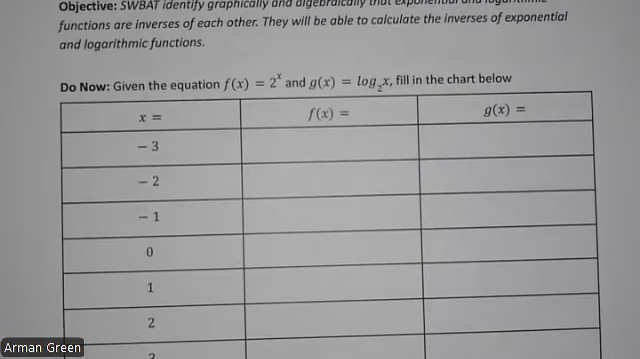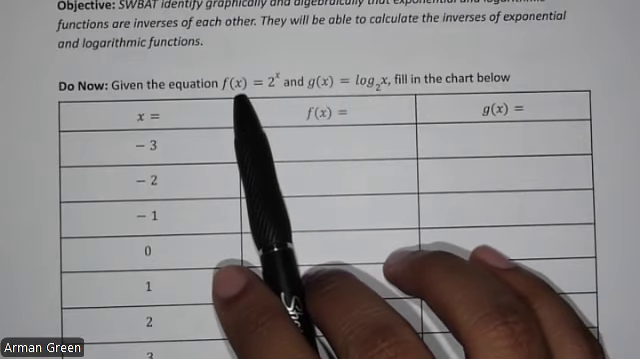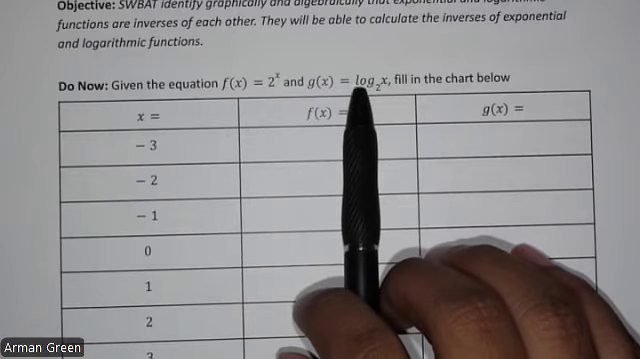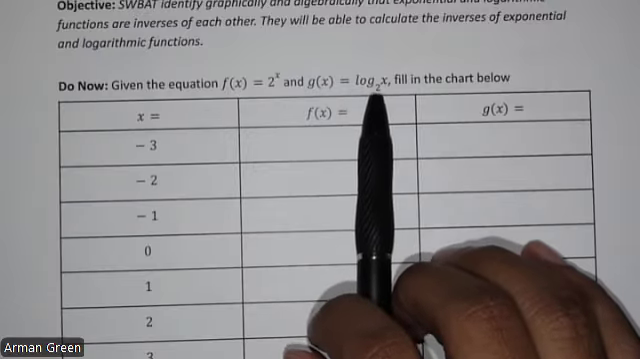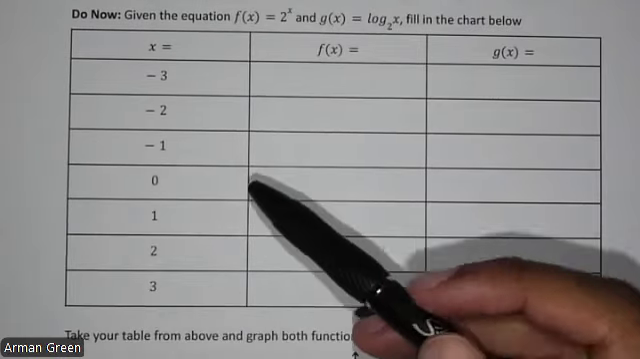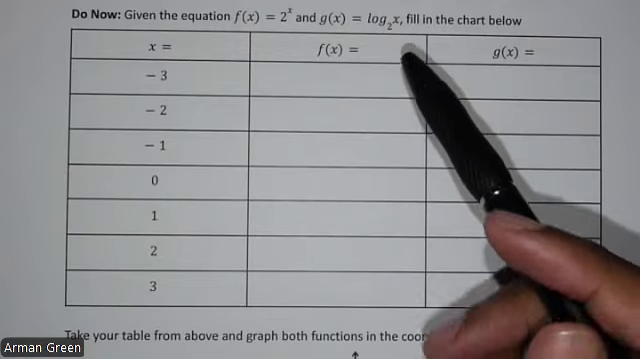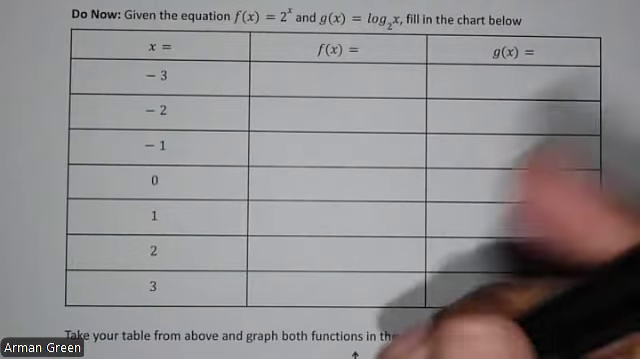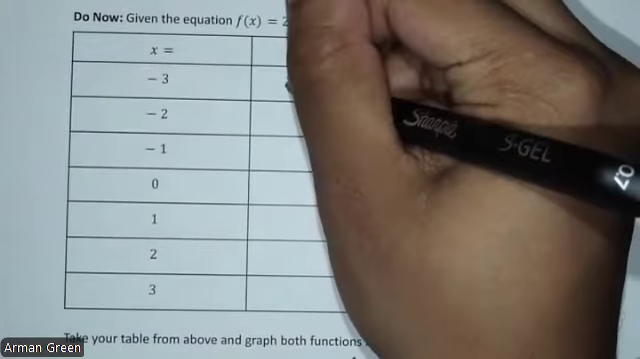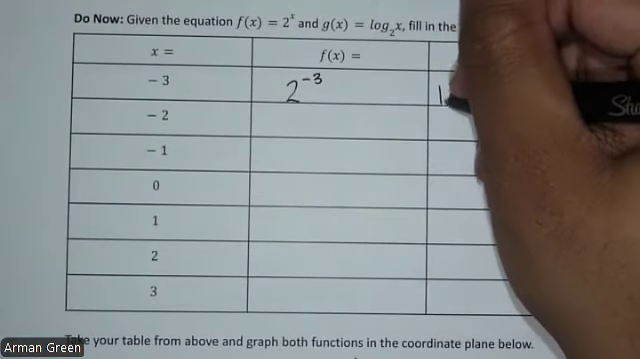To start, in our do now for today, you have two functions. The first function is f of x is equal to 2 to the power of x. The second function is log of x with the base of 2. I have provided a couple of x values on this table, and we're going to plug these x values into both functions. For example, if my first value is -3, we plug in -3 for x in the first function, and we plug in -3 into the second function.